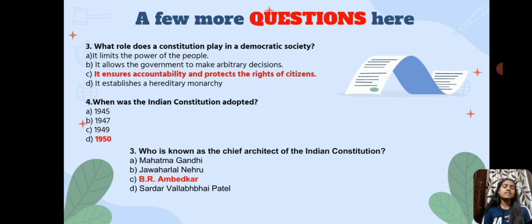Who is known as the chief architect of the Indian Constitution? A. Mahatma Gandhi, B. Jawaharlal Nehru, C. B.R. Ambedkar, D. Sardar Vallabhbhai Patel. We all know all these leaders strove hard to get our constitution into force, but it was Dr. B.R. Ambedkar who was known as the chief architect of the Indian Constitution.